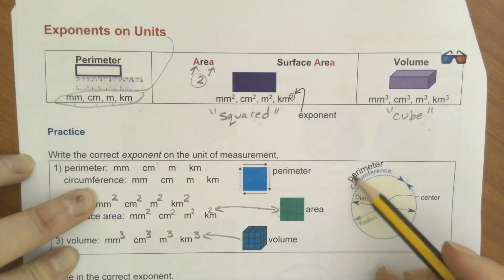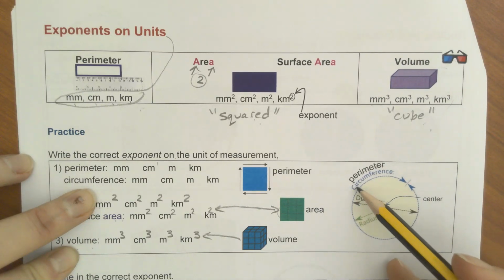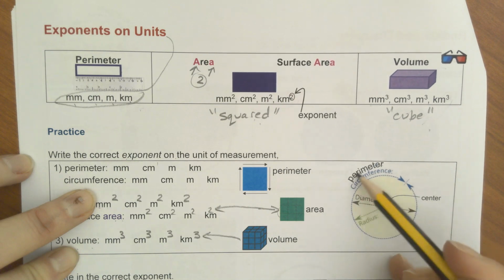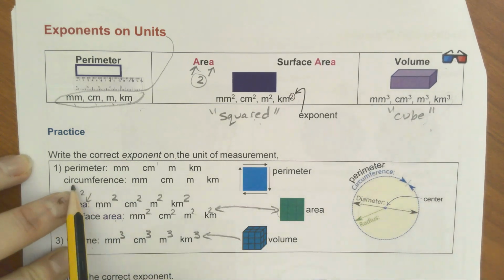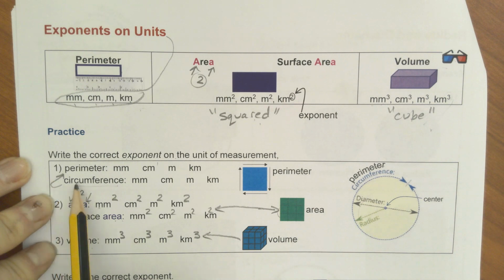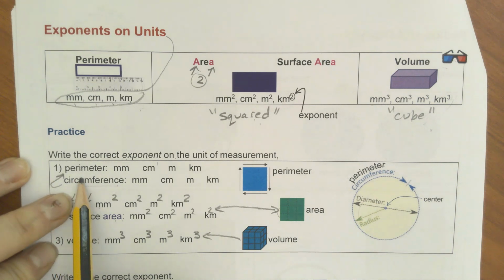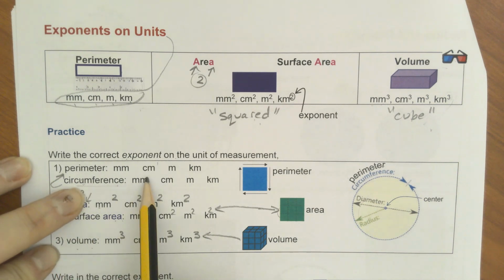And remember, circumference is the word we use for perimeter on a circle. So when you see circumference, it really means the perimeter of a circle. So we don't use any exponents on the units for circumference.